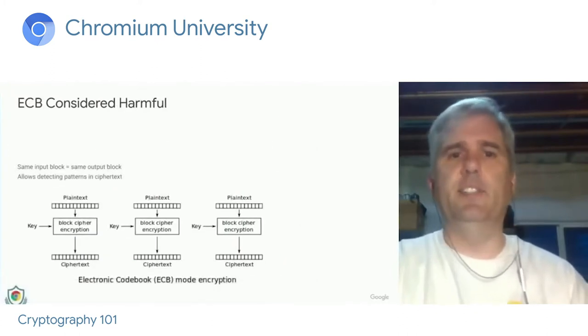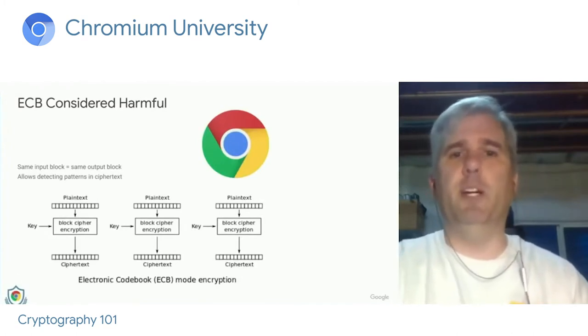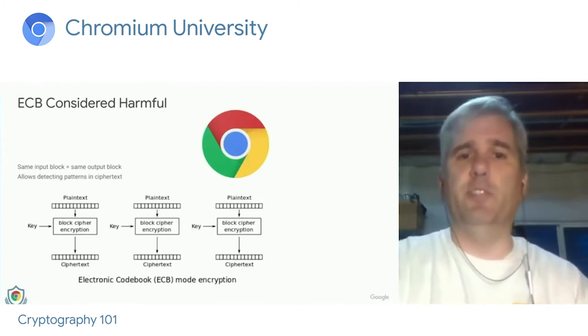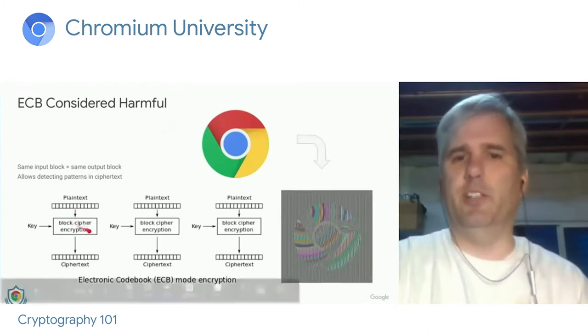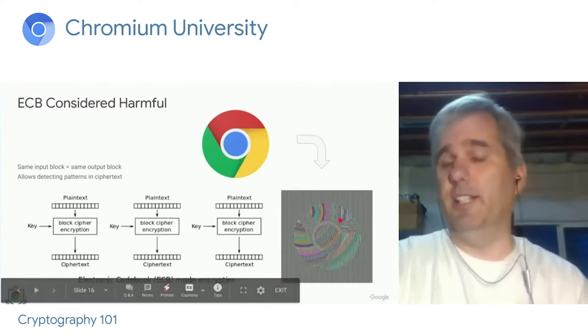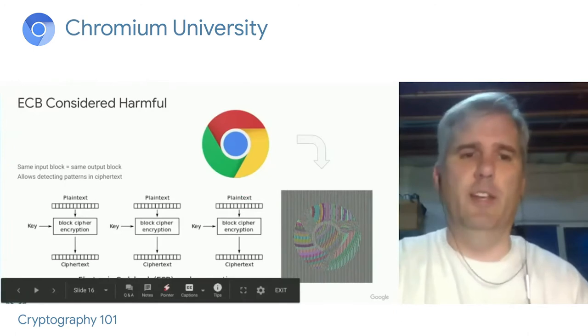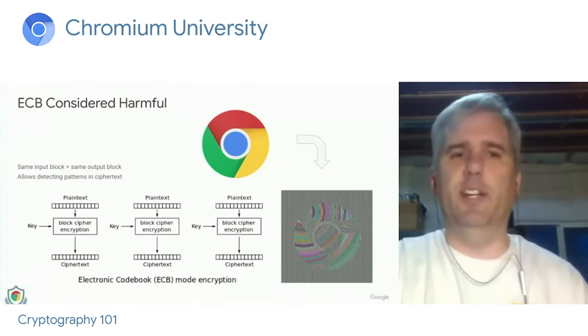But it has a significant vulnerability. The same input encrypts to the same output, and you can spot patterns in ciphertext. So here's the Chrome logo as a graphic. If you encrypt that with electronic codebook encryption, this is the image you get. It's not perfect, but you can kind of tell what's going on in the image. So patterns in the ciphertext can be detected there.